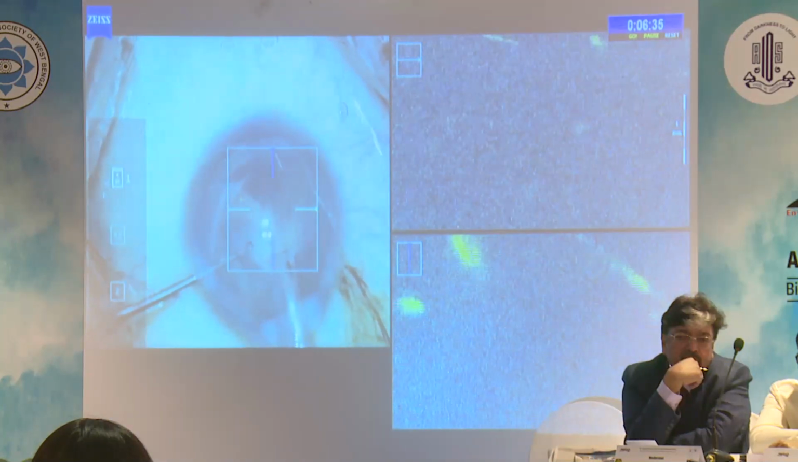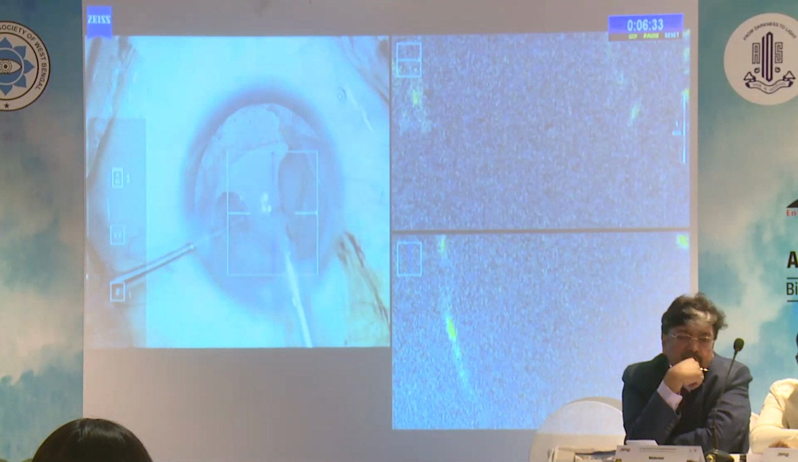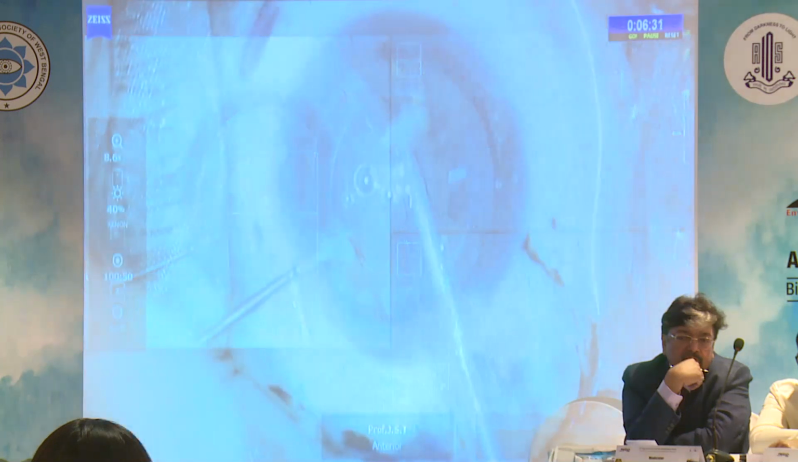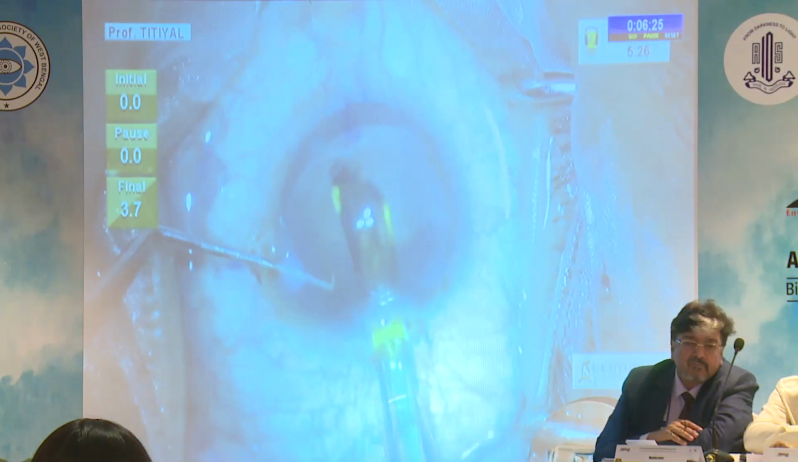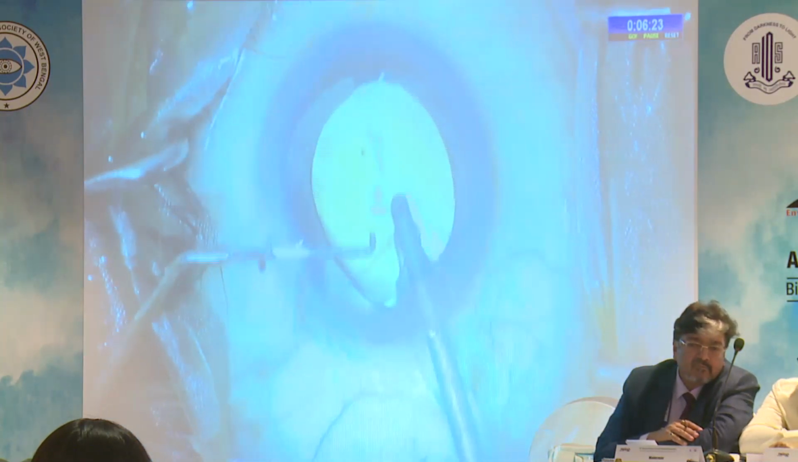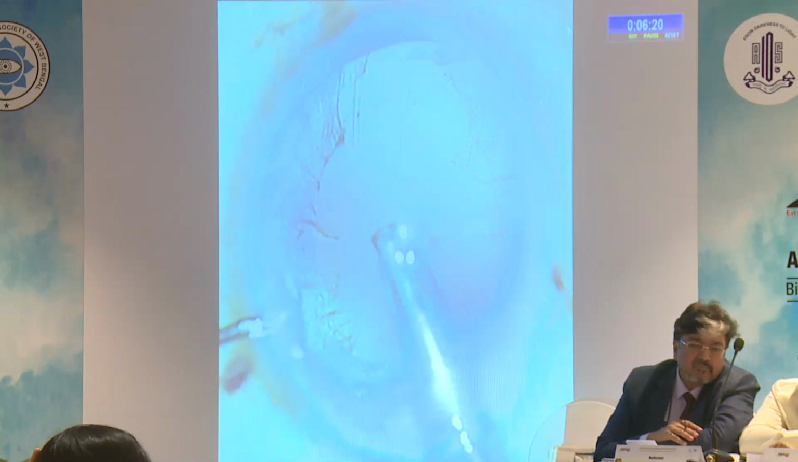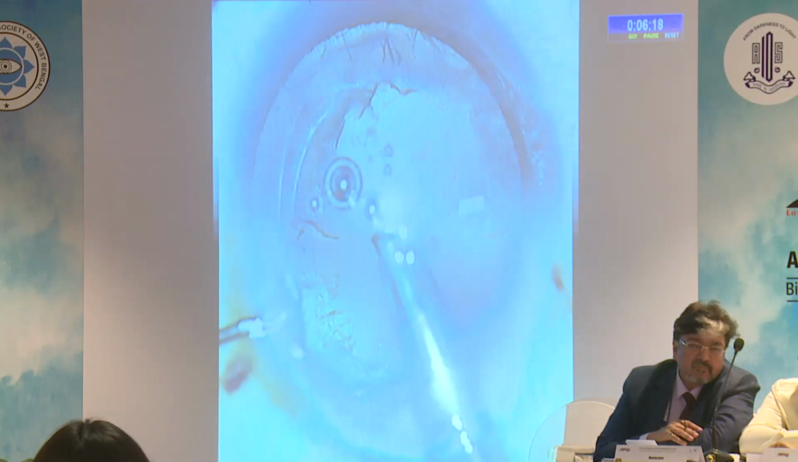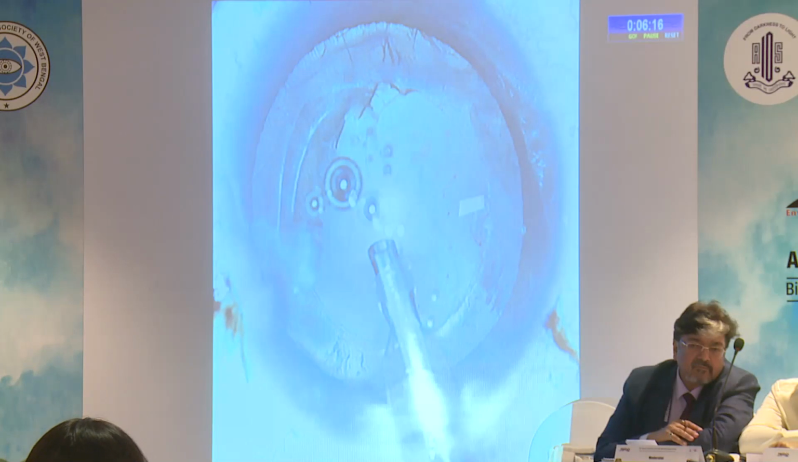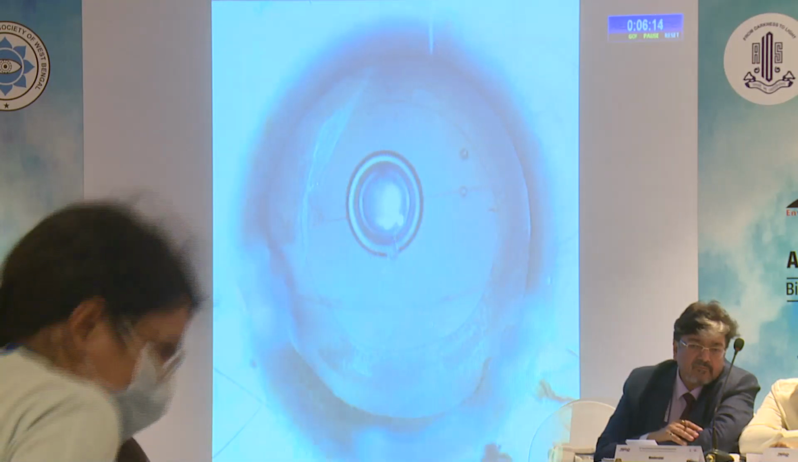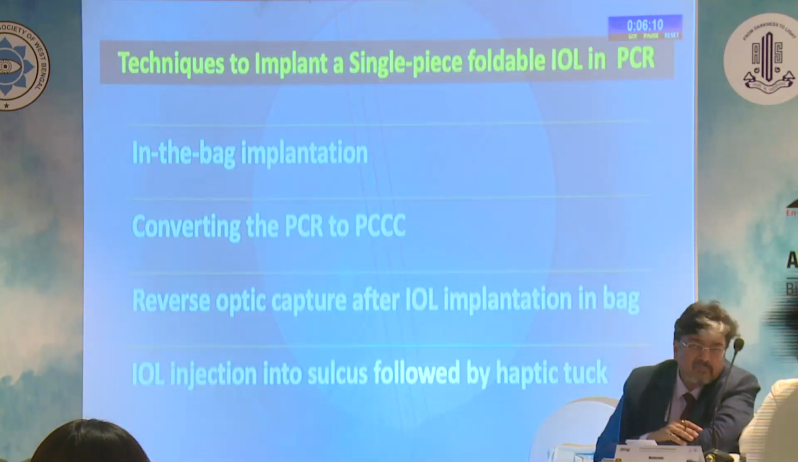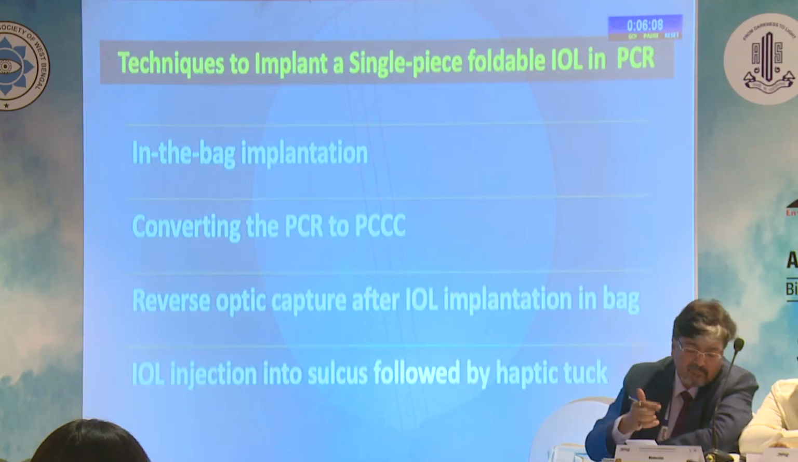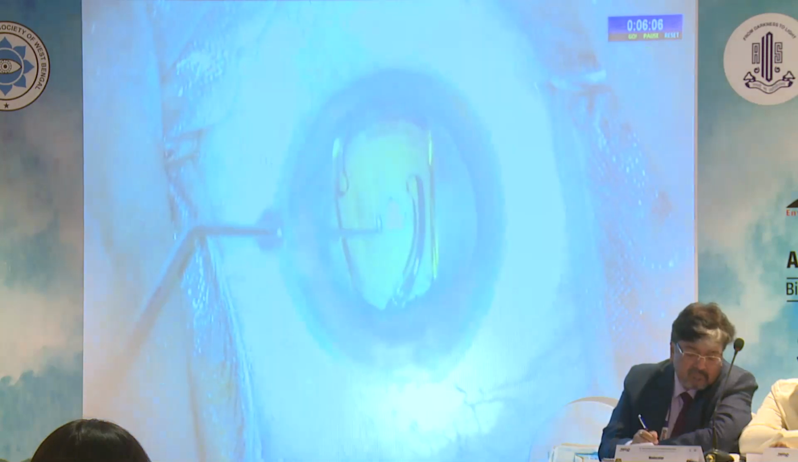PCR most commonly occurs towards the end of phacoemulsification, at the time of emulsification of the last nuclear piece, during cortical aspiration, after IOL implantation, or even during viscoelastic aspiration. Depending on the size, configuration, location, as well as the stage of surgery at which PCR occurs, there are various techniques that allow the implantation of a single piece foldable IOL.